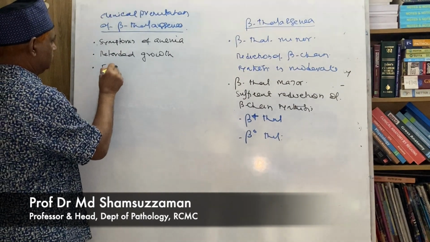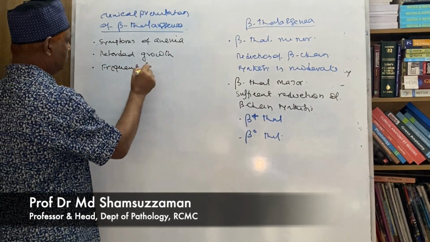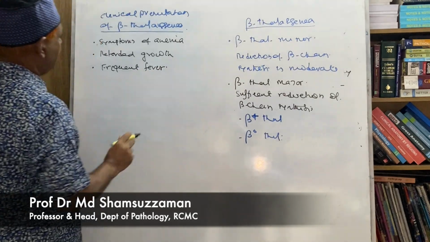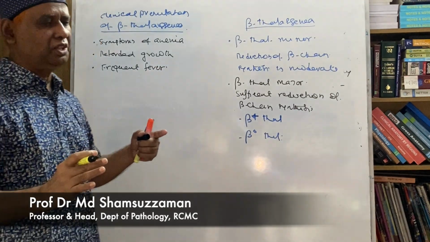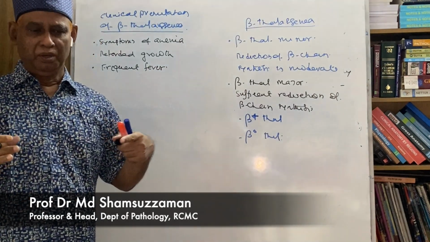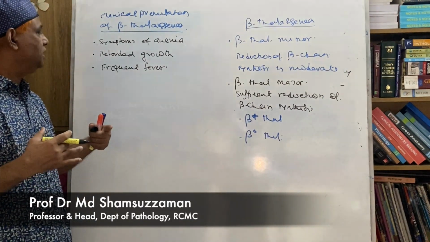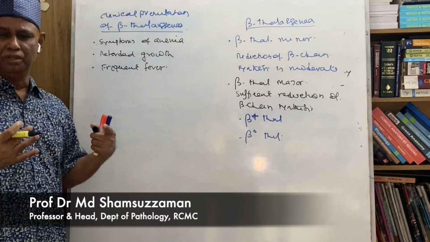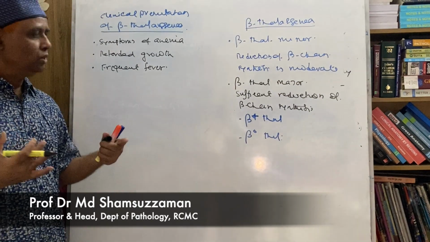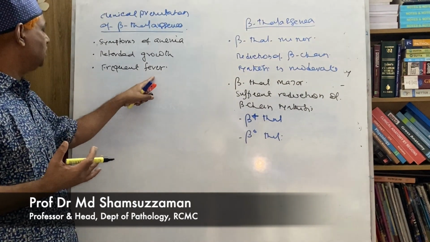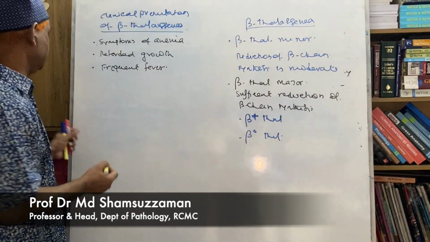Frequent fever. Since birth the baby is anemic. Due to anemia, the protection of the baby is reduced. Self-protection is reduced. Immunity is reduced. So there will be frequent infection and it will lead to frequent fever.